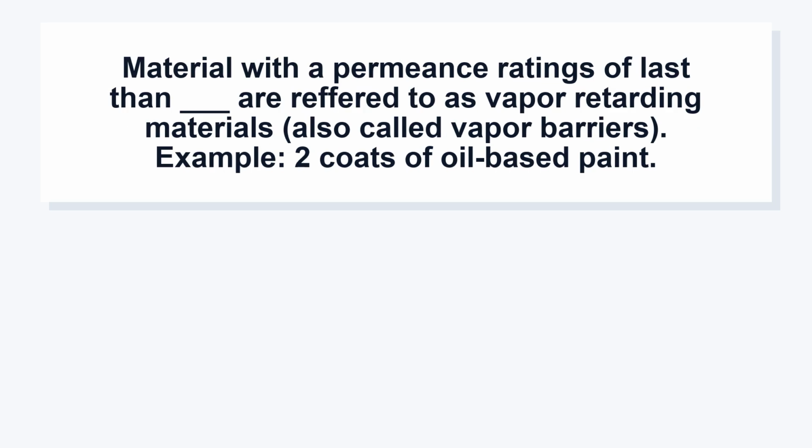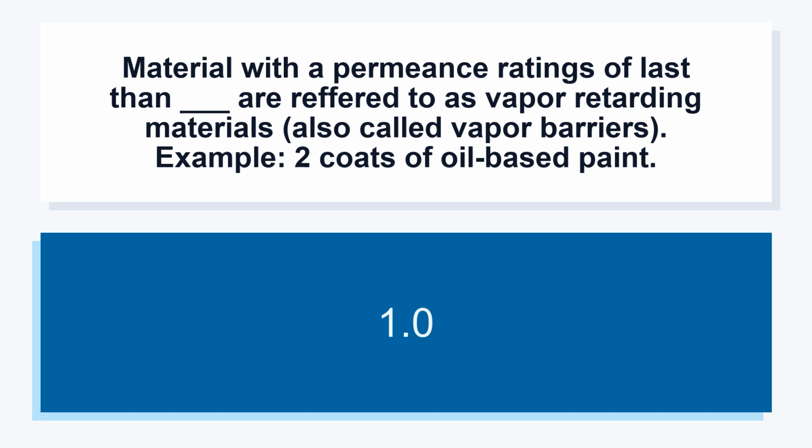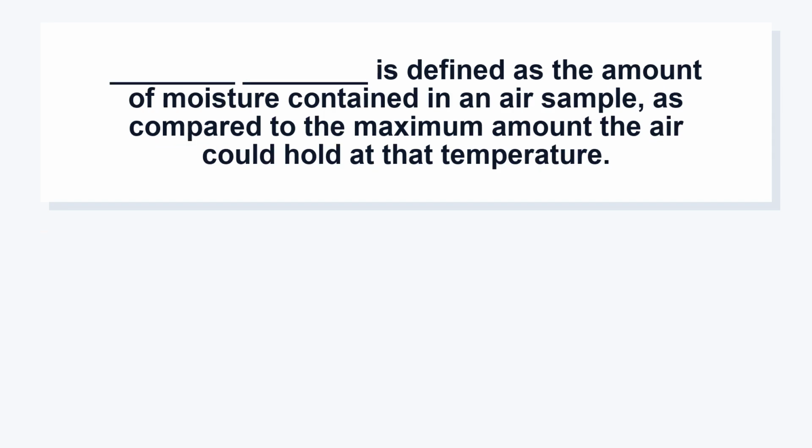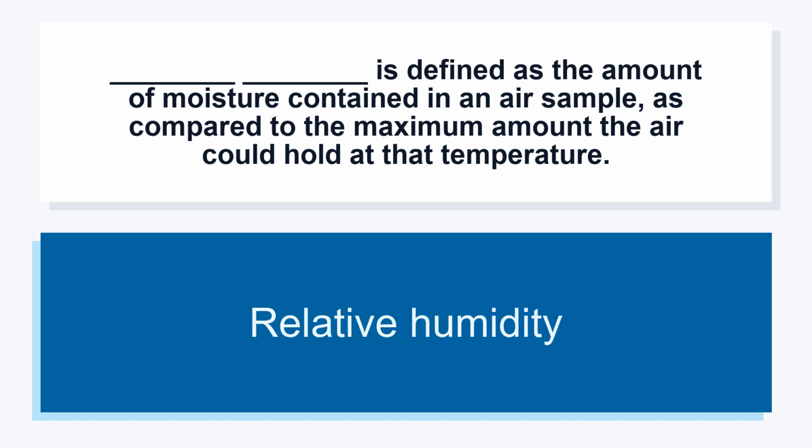Materials with a permeance rating of less than 1.0 are referred to as vapor retarding materials, also called vapor barriers. Example, 2 coats of oil-based paint. Relative humidity is defined as the amount of moisture contained in an air sample, as compared to the maximum amount the air could hold at that temperature.